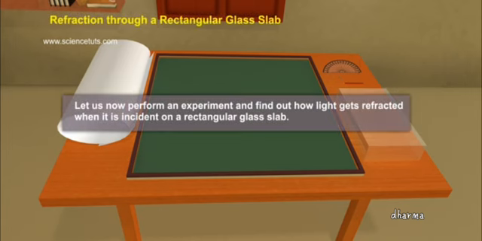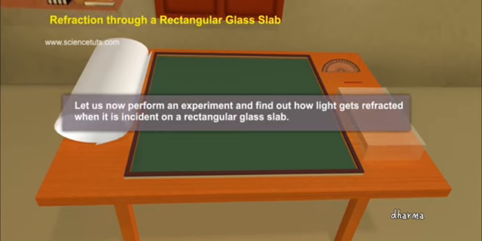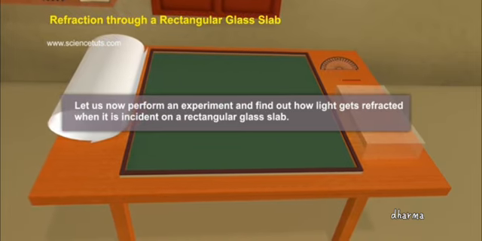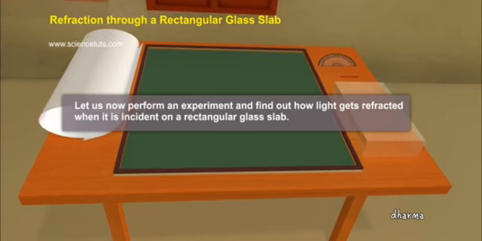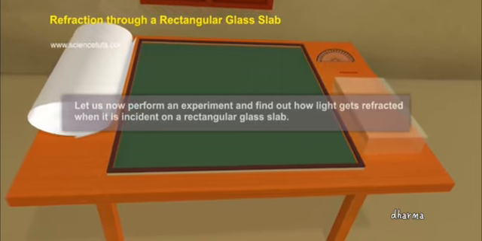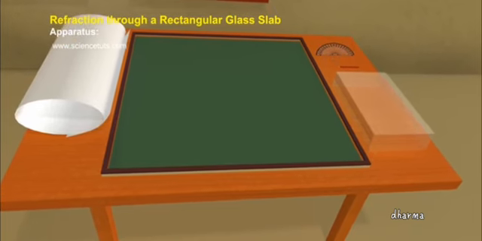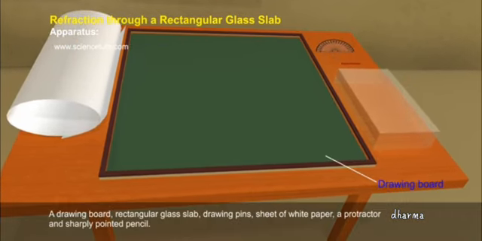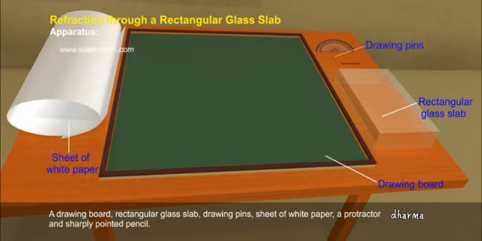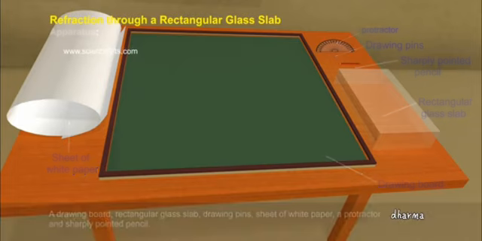Refraction through a rectangular glass slab. Let us now perform an experiment and find out how light gets refracted when it is incident on a rectangular glass slab. Apparatus: a drawing board, rectangular glass slab, drawing pins, sheet of white paper, a protractor and sharply pointed pencil.